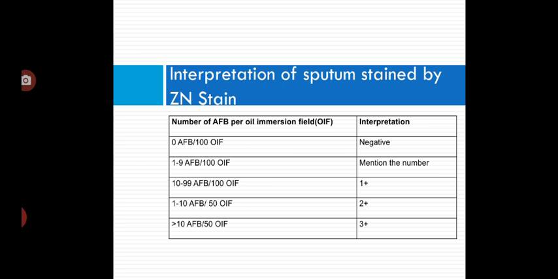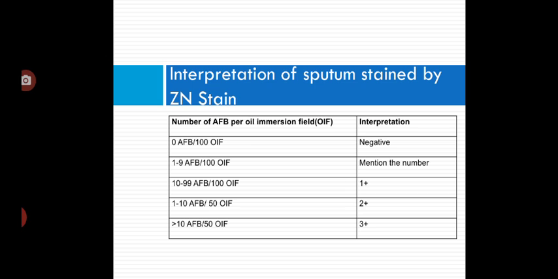Then if about 10 to 99 acid-fast bacilli are seen in 100 oil immersion fields, it is interpreted as 1 plus. If about 1 to 10 acid-fast bacilli are seen per oil immersion field, then it is interpreted as 2 plus. If more than 10 acid-fast bacilli are seen per oil immersion field, that is interpreted as 3 plus.